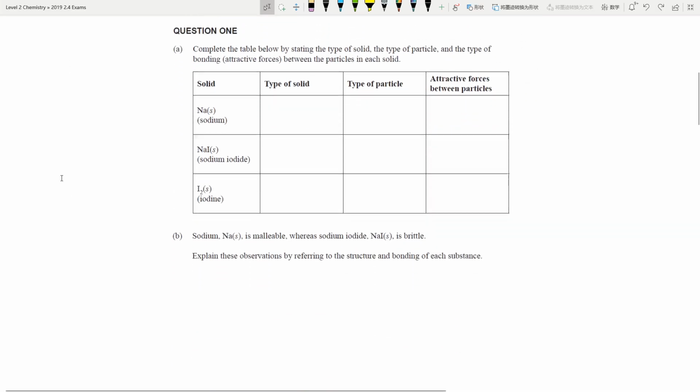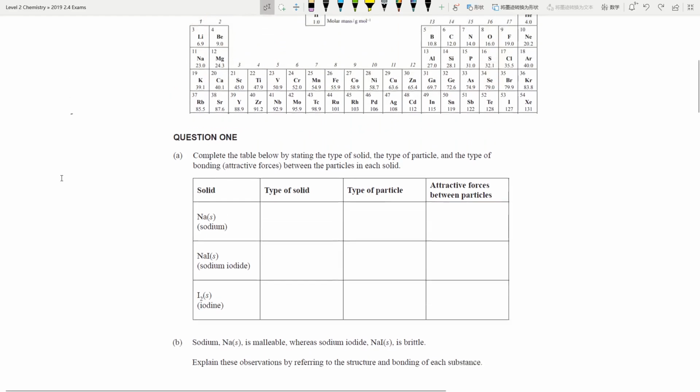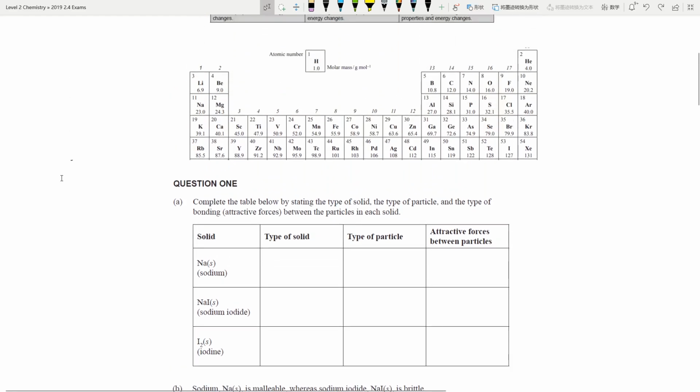Question 1 of 2019's exam is looking at the solid section. This is a very typical question, so hopefully you would have seen some of these table questions from the past exam papers. The reason why I put the periodic table there is that you do get the periodic table in the exams, so it is really important that you know how to use it. The most important thing that we will need to look at for solids is that you need to be able to draw the staircase.